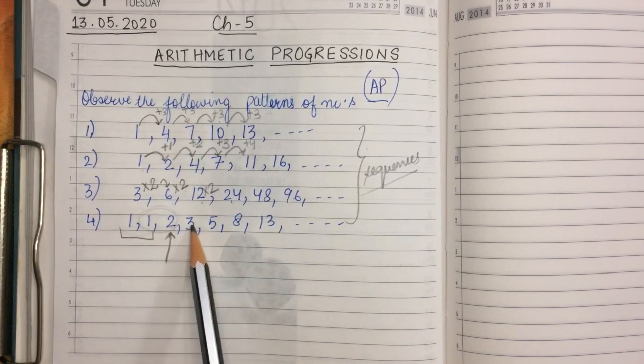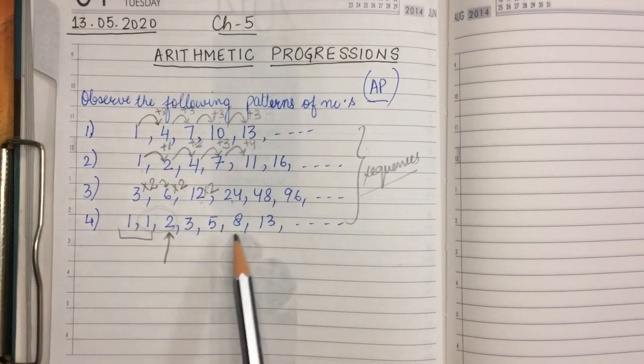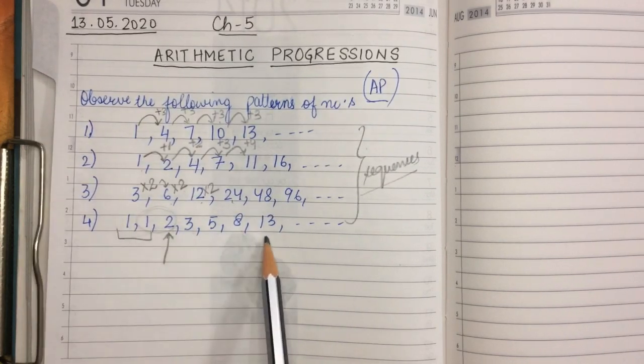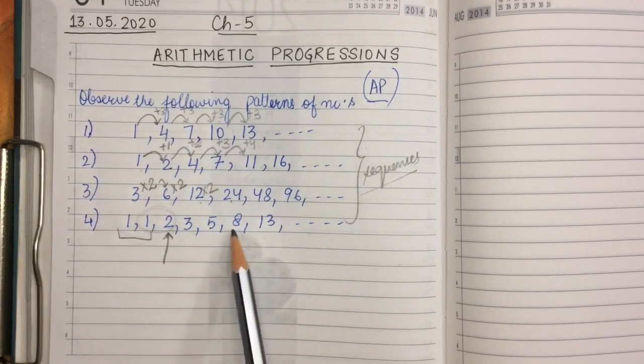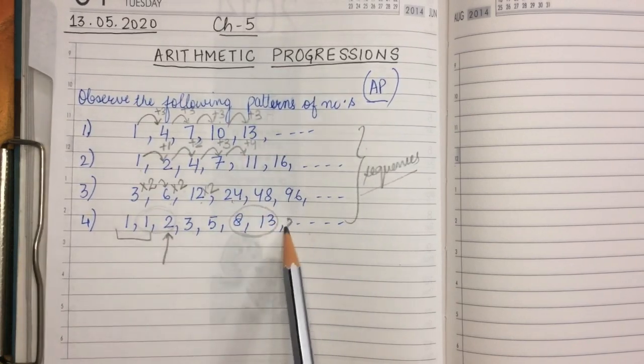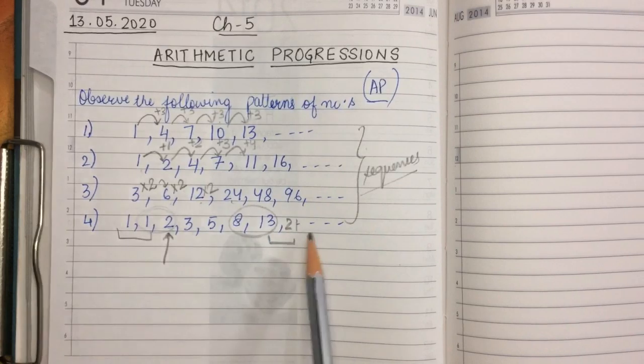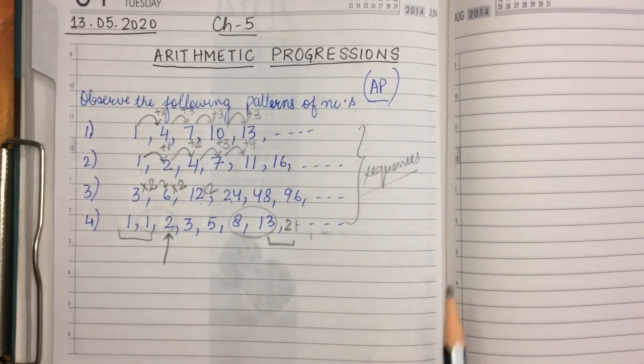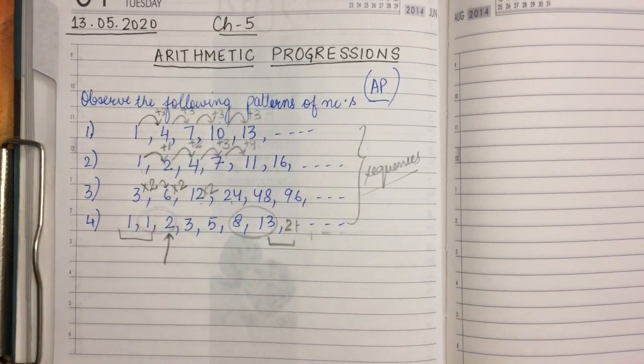Then you add 2 and 3, you get 5. You add 3 and 5, you get 8. You add 5 and 8, you get 13. So if you want to find out the next number in the sequence, you would have to add these two. It will be 21. Then you add these two, you get the next number. This is how you proceed. So this sequence has a different pattern than the remaining 3.